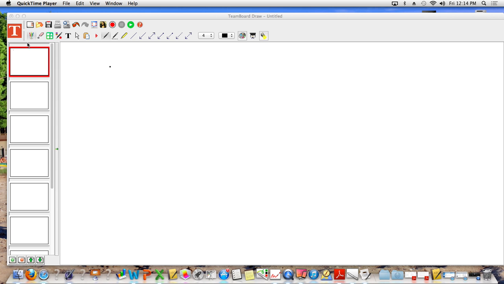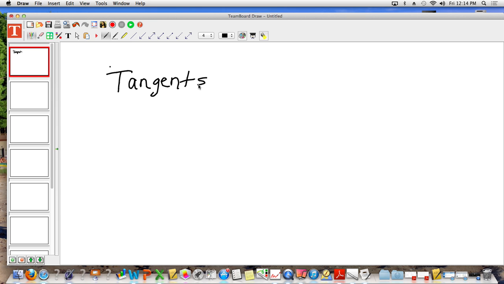Right, your job is to, in your notes, label it. Label your notes tangents to circles. Tangents, pronounced exactly the same way as tangent, like sine, cosine, and tangent, but it means something completely different.